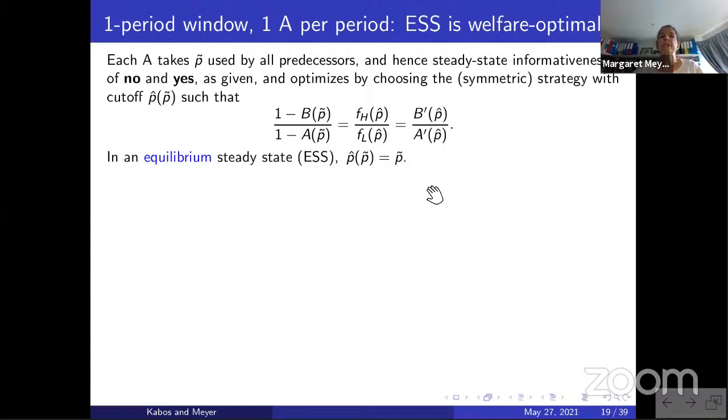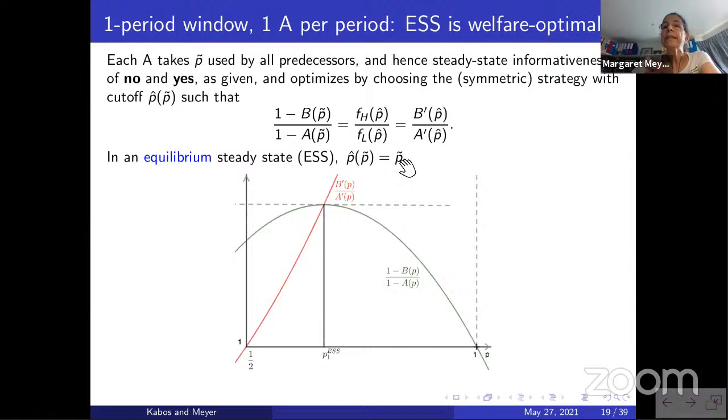In an equilibrium steady state, the optimal cutoff for each agent, taking as given the common conjectured cutoff for all previous agents, is just that common conjectured cutoff. It's a fixed point. Or graphically, the equilibrium steady state is the value of P, P1 ESS, where these two curves intersect: the informativeness of the datum in steady state and the likelihood ratio for the critical value of the signal.